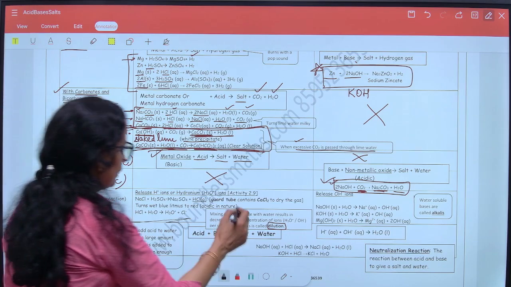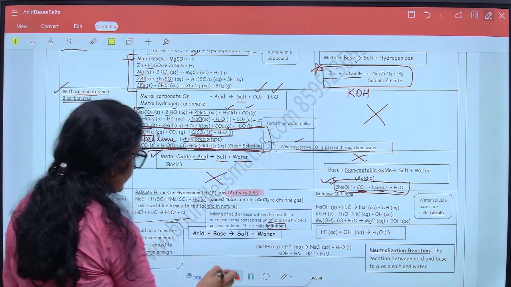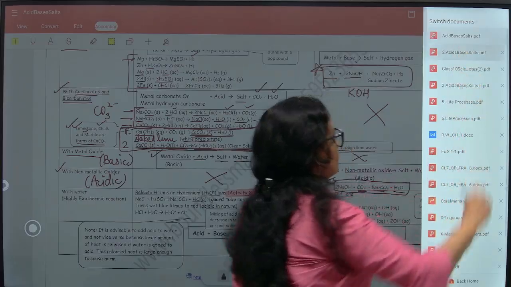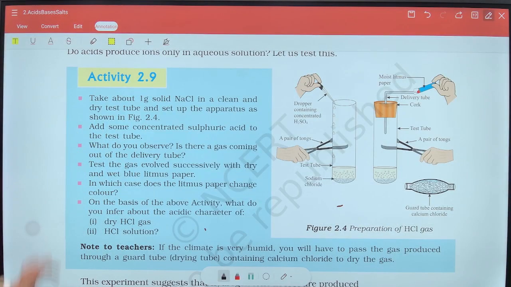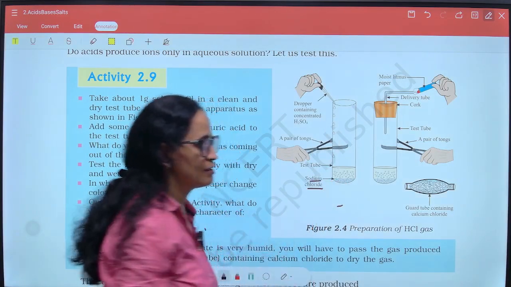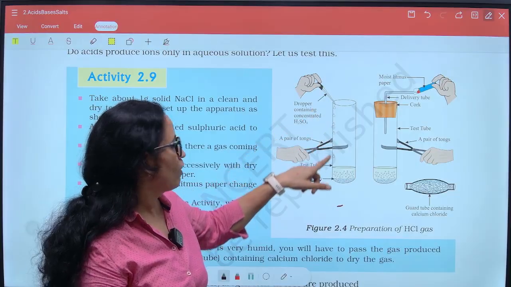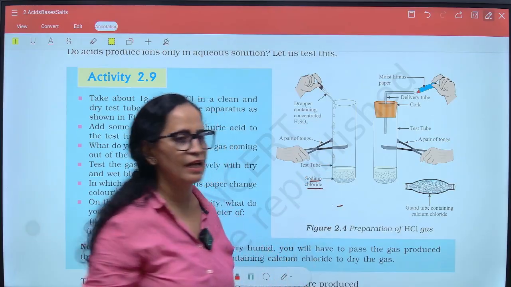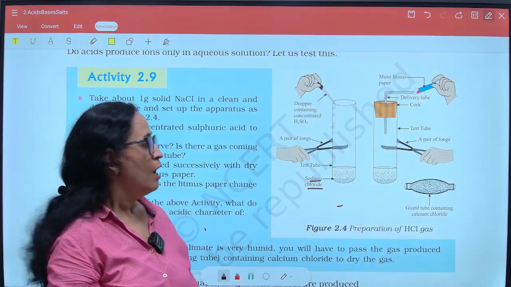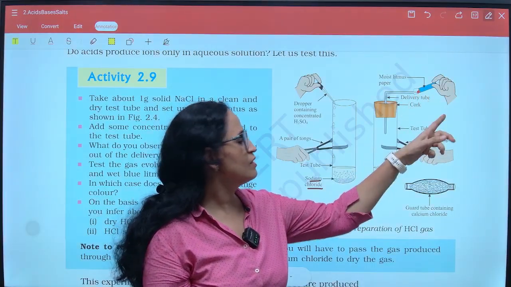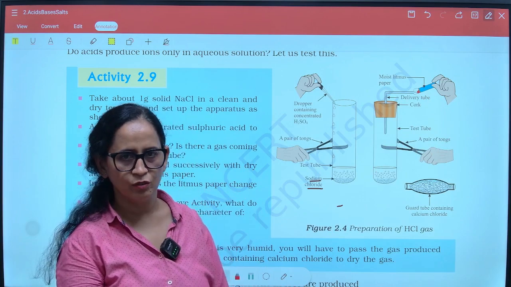Next, there is an Activity 2.9 given in your NCERT textbook that is related to formation of hydrochloric HCl gas. If you look at the setup, you have sodium chloride in this test tube and you add drops of H2SO4. Now H2SO4 and sodium chloride NaCl react to release HCl gas. How do you test this HCl gas? You bring a blue litmus paper in front of it. If it turns red, that means it is acidic in nature.